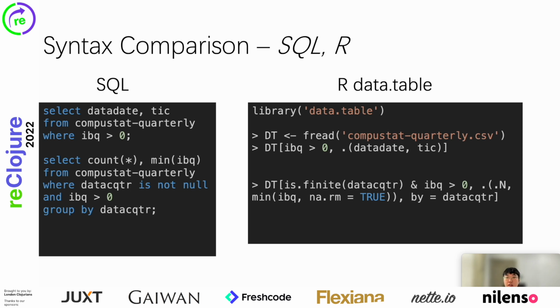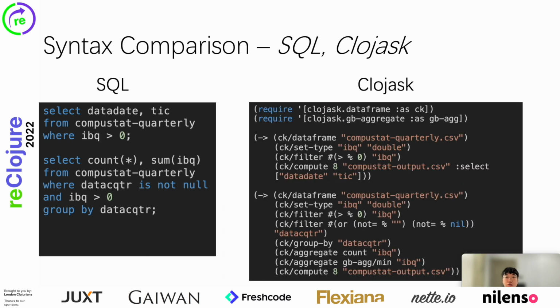Also, here's a group by and aggregate query for both the SQL and R data table. Users find both SQL and R easy to write and easy to debug. That's what we want to replicate in Clojask as well. So to do the same thing in Clojask, here's the code. You can see there's much similarity between SQL procedure and Clojask.